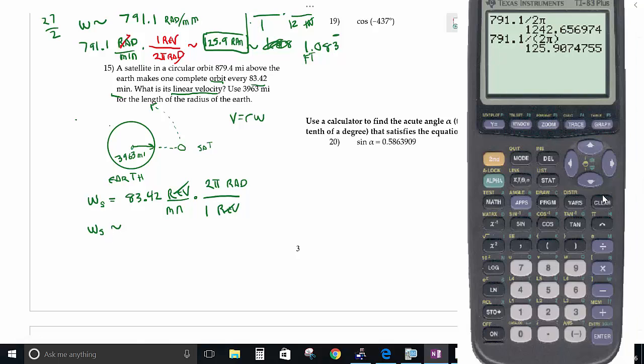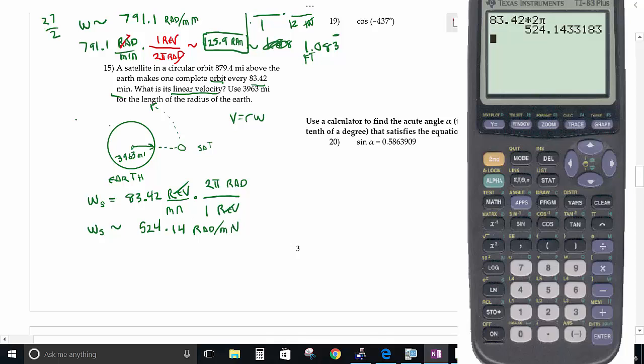So let's do that on the calculator. Let's take 83.42 multiplied by 2 times pi, and then that will give you about 524. Let's just round to 2 decimals, 524.14 radians per minute, like that.